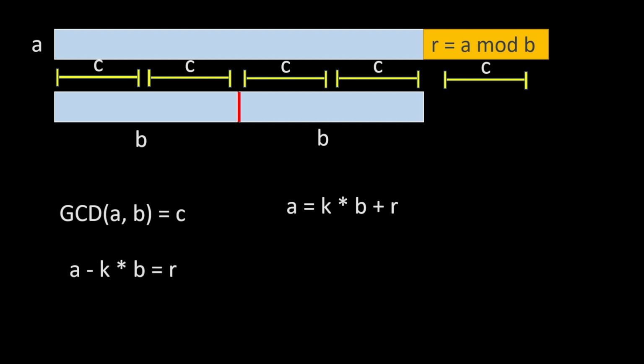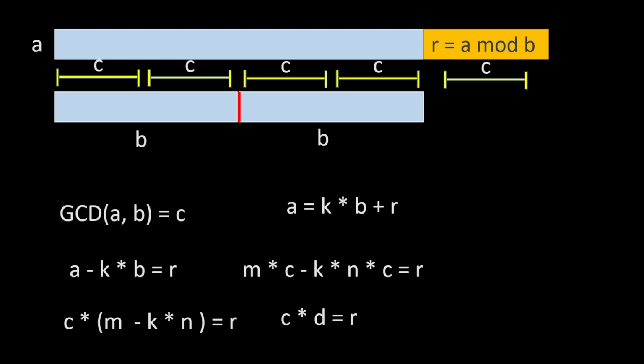Let's regroup the terms, with A minus K times B on the left hand side. Now let's represent A as M times C and B as N times C, since A and B are multiples of C. Now let's factor out the common factor C. We obtain C times (M minus K times N), which is equal to R. Now let's replace the term M minus K times N with an integer D. We obtain C times D equals R.